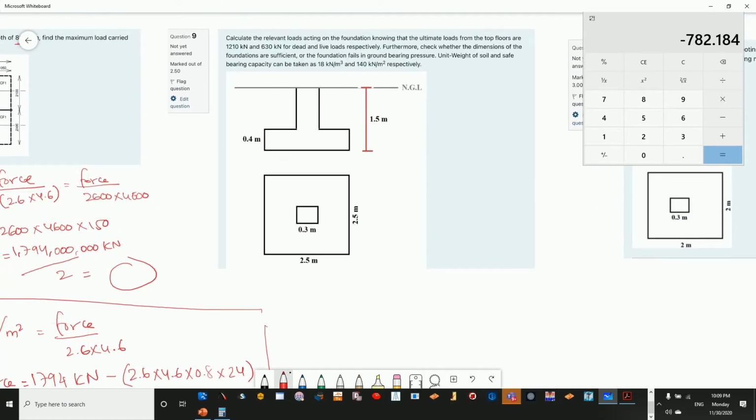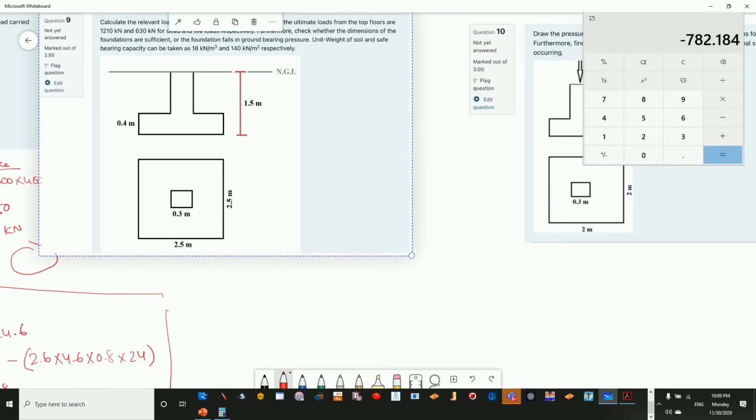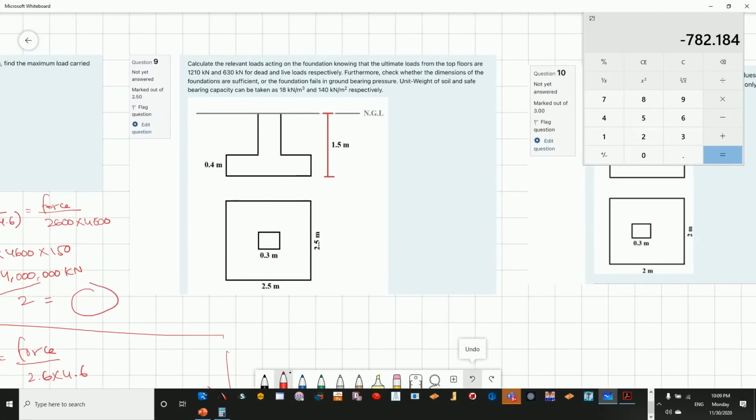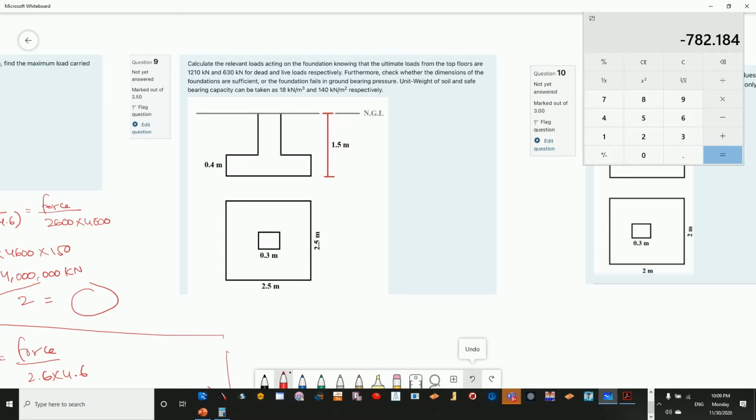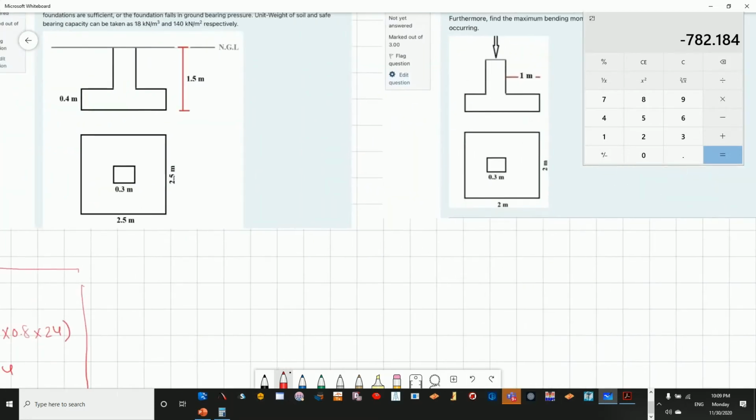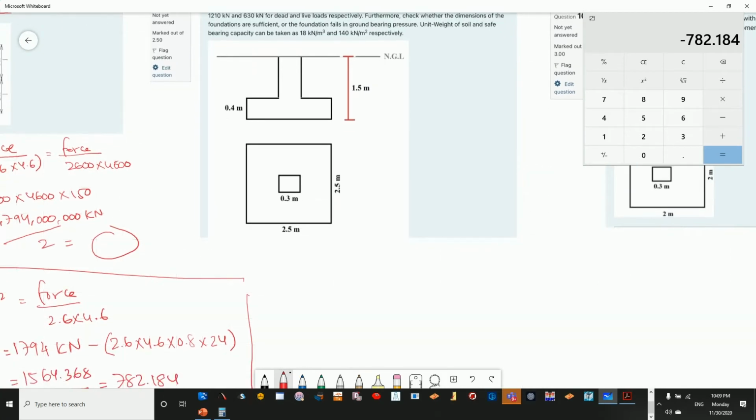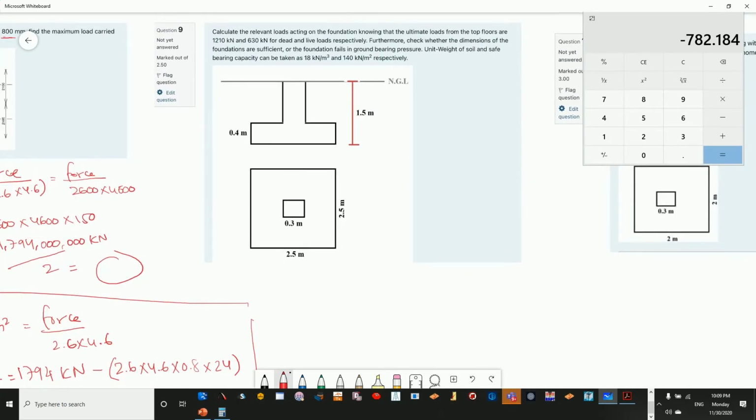Okay, now going for question number 9. Until now, I don't believe we have done something magical that we didn't take till now. Anyhow, question number 9 says to calculate the relevant loading acting on a foundation, knowing that the ultimate loads coming from the top floors are 1200 kilonewton and 630 kilonewton for dead and live, respectively. Furthermore, check whether the dimensions of the foundation are sufficient or the foundation fails in ground pressure. The unit weight of the soil has been given, and then the safe bearing capacity has been given.